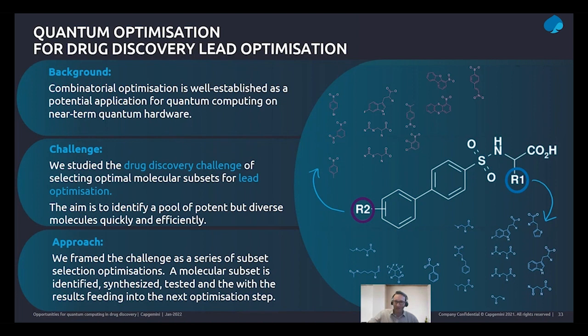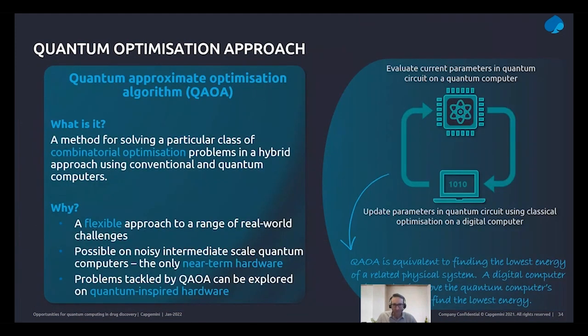We can't deal with problems on that scale, but even on smaller scales, the number of combinations when you start putting one functional group here, one functional group here, and I want to select n of them, it grows quite quickly. So that was our approach, to try and explore this and frame it within that sort of lead optimization process within drug discovery. So just a brief primer on the quantum optimization approach.